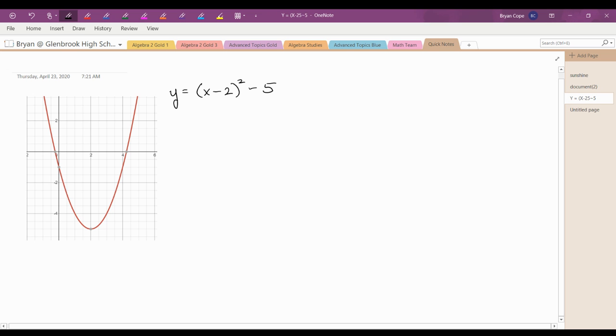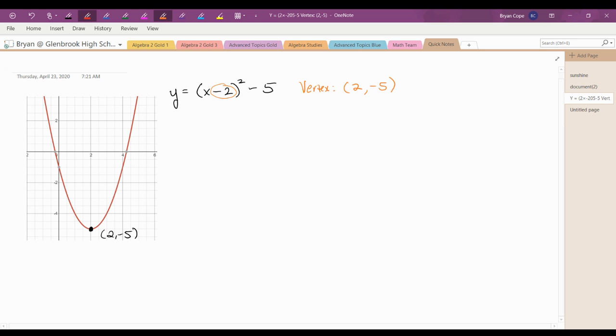And so I want you to notice where that vertex is, right here at the bottom, the minimum value of the function. This is the point 2 comma negative 5. And as you see in vertex form, that minus 2 indicates that the vertex is at positive 2, and that minus 5 indicates that the y-coordinate of the vertex is negative 5. So our vertex is at 2, negative 5.